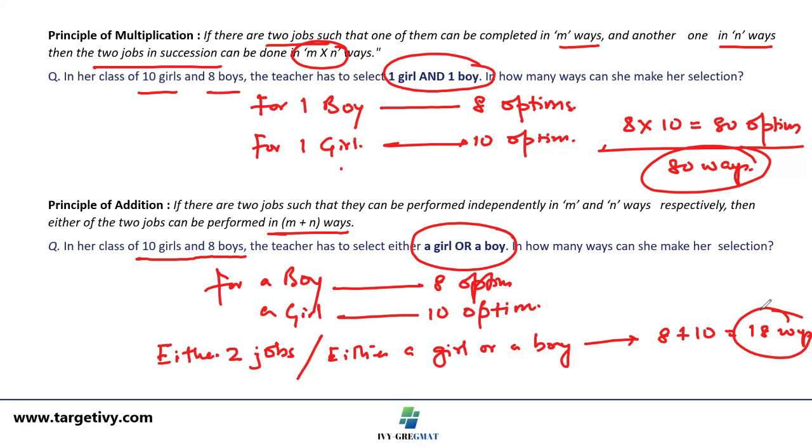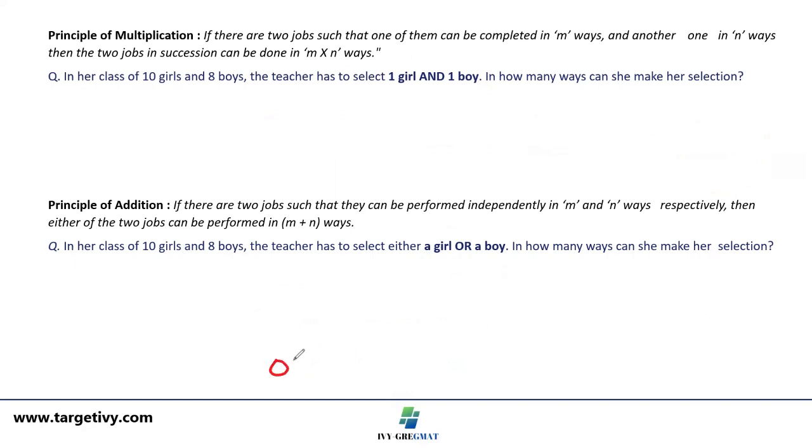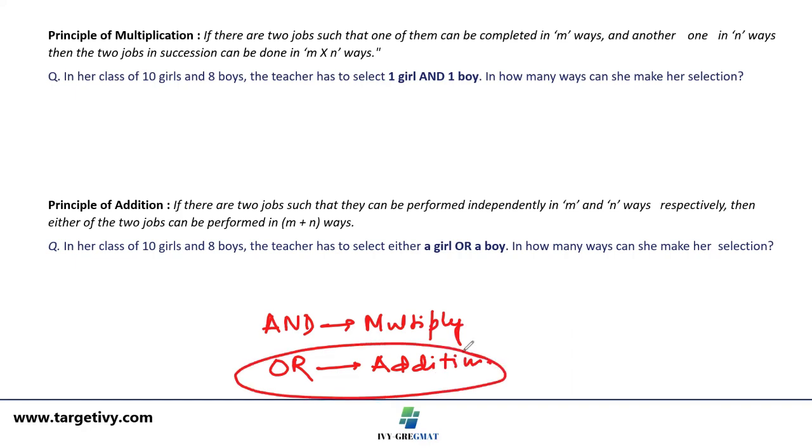So if I look at it in a plain vanilla way, OR leads to addition and AND means you will have to multiply. OR means either this one or that one, and AND means both taken into consideration. So we multiply here, and we add there. So with this basic understanding, we will go forward and see what is nPr.